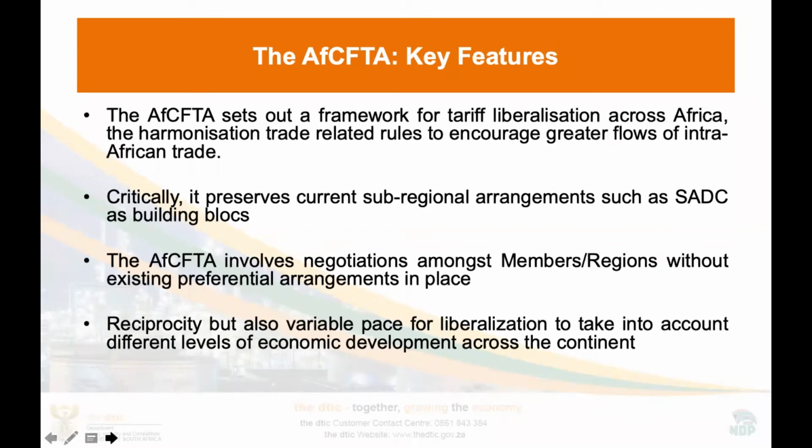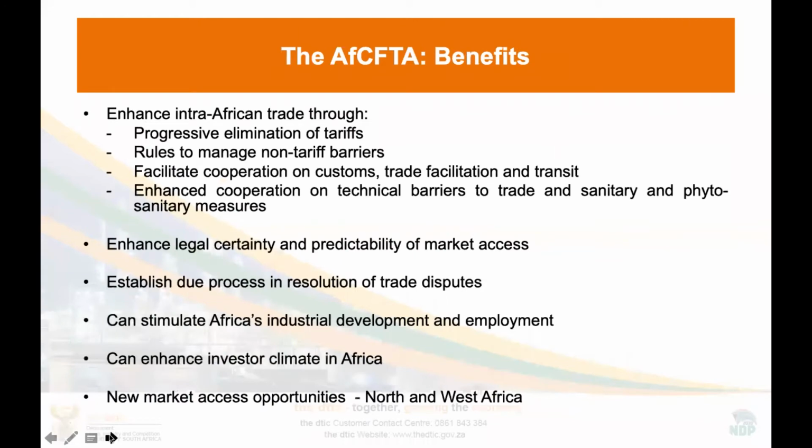In terms of the key features of the African Continental Free Trade Area, the ACFTA sets out a framework for liberalizing trade across Africa. It also works to ensure that we harmonize trade rules in order to grow intra-Africa trade. What it does is preserve the existing regional economic communities. So we build on the existing ones, such as SADC. We don't create new ones. We build on the existing ones and reach across and trade with other regional blocks outside of those already there. This involves negotiations across regional blocks where there are no existing preferential trade arrangements. The aim is also to ensure that there is reciprocity of trade across blocks that are trading with each other.